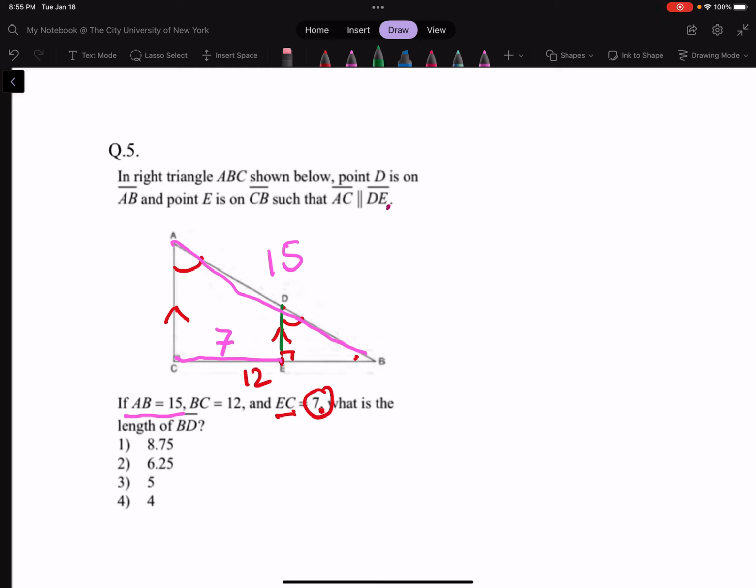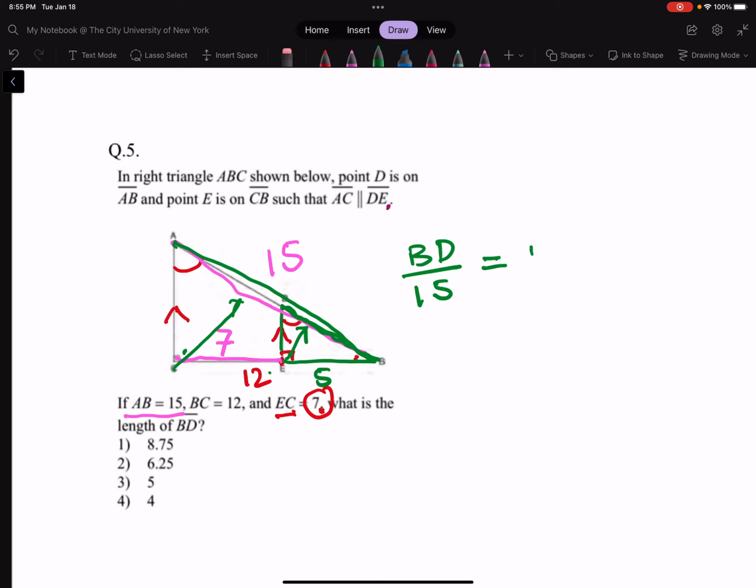Let it be. So if we subtract 7 from 12, we get this portion, green portion. Okay, this green and pink makes 12. Okay, so now we need to find out BD. So we can see that BD is opposite this right angle. So that's BD. And this angle is congruent to this, so it's opposite this whole AB in this triangle, ABC. So we can say that's 15.